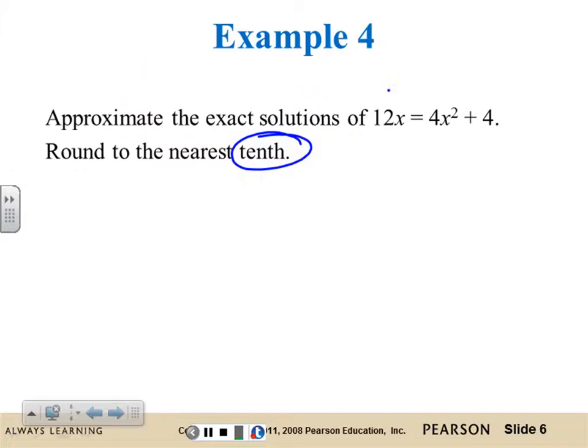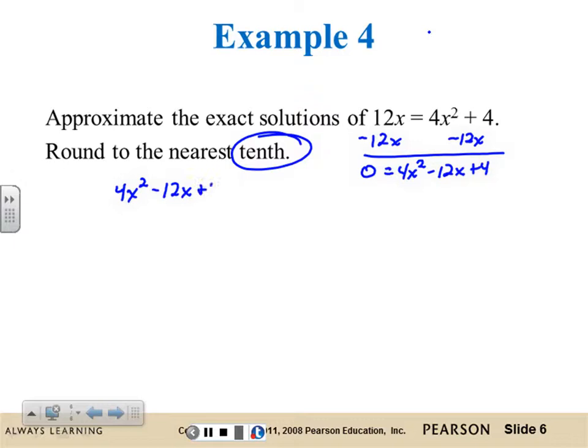Alright, so let's take this quadratic and get it in standard form. So the first thing we need to do is we need to get that 12x in here where it goes. So we're going to have 0 is equal to 4x squared minus 12x plus 4. Alright, so let's turn that around so it'll look familiar to us. We'll have 4x squared minus 12x plus 4 equals 0. So we need it in descending order and everything set equal to 0. So we're ready to go here.